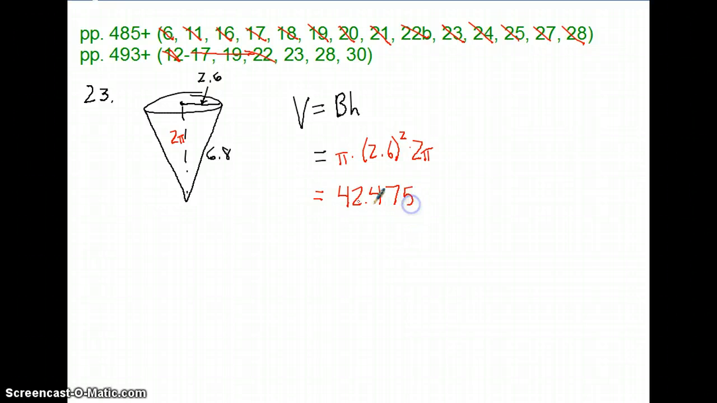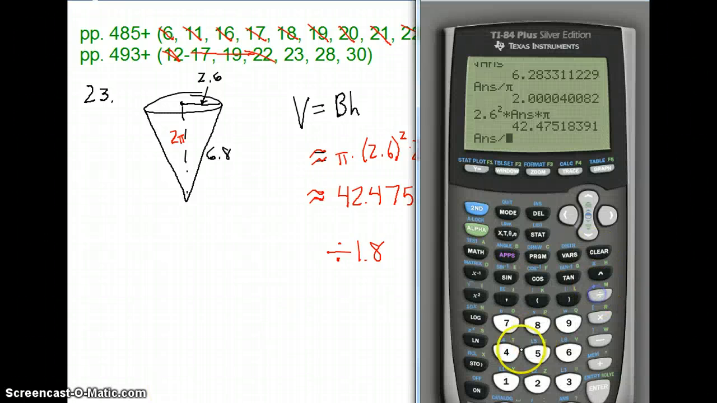And then the question is, this is approximately now. Actually, this was even approximately, wasn't it? The question is, okay, if this thing is filling up at 1.8 cubic meters per minute, I'll just divide this by 1.8, and I'll get the final answer here. Divided by 1.8, and I get 23.59.